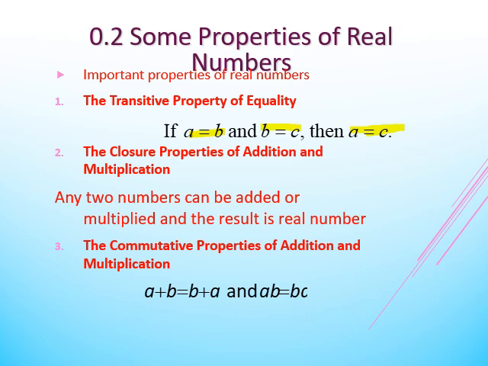The second property is the closure property of addition and multiplication, which means that any two numbers can be added or multiplied and the result is a real number. If we have two numbers, we can add them or multiply them by each other and the result will be a real number. The third property is the commutative property for addition and multiplication, which means A plus B equals B plus A, and A times B equals B times A.